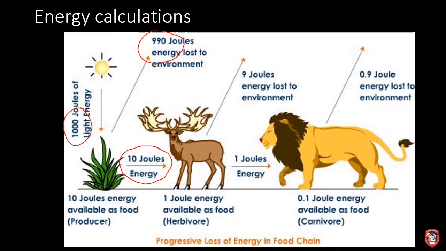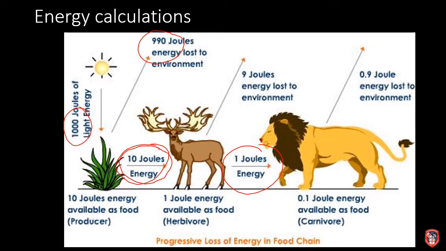Now that deer there, again, it needs it for lots of different things. It needs it to generate heat, for example. It's going to lose some by excretion when it poos and pees. Some will be lost simply in movement as well. There's lots of ways in which this animal needs energy. Only a small amount of energy is being used to actually grow and build up new tissue. So of the 10 joules being taken in here, only about 1% can get passed on to the lion in this case. So you can see pretty quickly we're losing energy quite rapidly as we move up this food chain. Normally we only really have food chains of maybe 3 or 4 organisms in length because there's so much energy being lost between each level of the food chain.